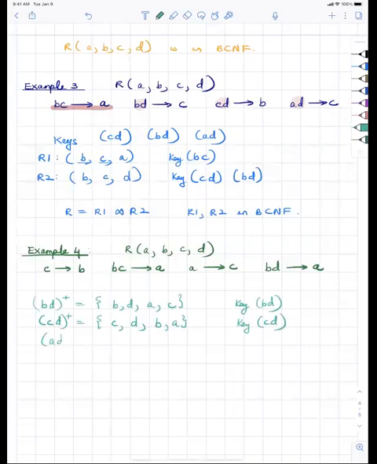And let's look at AD. So you have A, D. Okay, so A goes to C, and AC goes to B. So key is AD. So all of these are keys. BD, CD, and AD are all keys for this particular table. So the question is, is the table in Boyce-Codd normal form? So these are the keys. So is it in Boyce-Codd normal form?